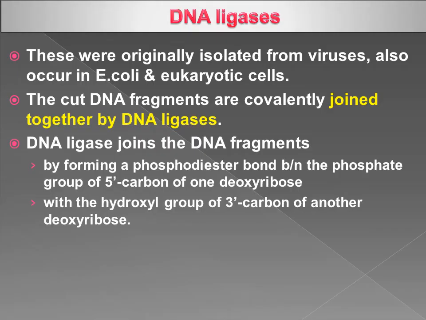Now we'll see what is the role of DNA ligase. This was originally isolated from virus, and also occurs in Escherichia coli and eukaryotic cells. The cut DNA fragments are covalently joined together by DNA ligase. This DNA ligase joins the DNA fragments by forming a phosphodiester bond between the phosphate group of fifth carbon of deoxyribose of one DNA molecule with the hydroxyl group of 3 carbon of another deoxyribose.